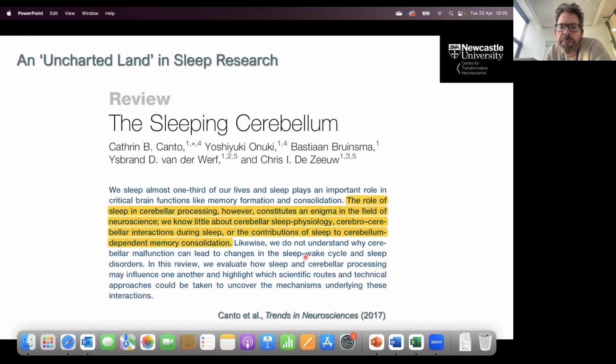Indeed, I came across this paper from Christa Zhu's group, where they described the cerebellum as an uncharted land in sleep research. They pointed out that we really know very little about cerebellar processing in sleep or cerebello-cerebral interactions in sleep. They described the sleeping cerebellum as an enigma in the field of neuroscience. And I kind of like the idea of uncharted lands, and we thought we could venture into them a little bit.